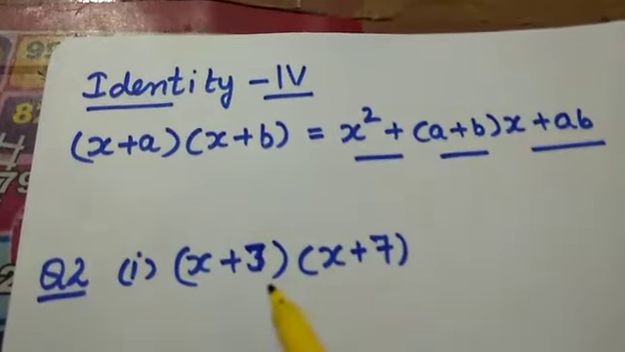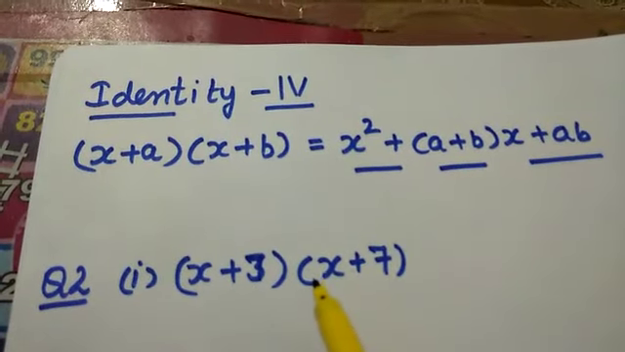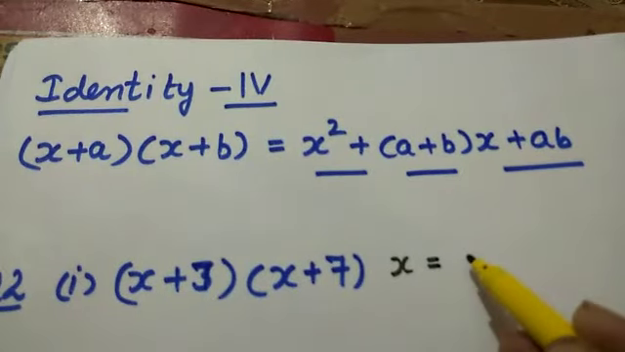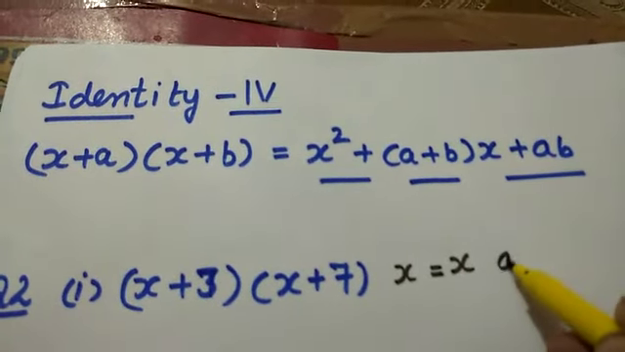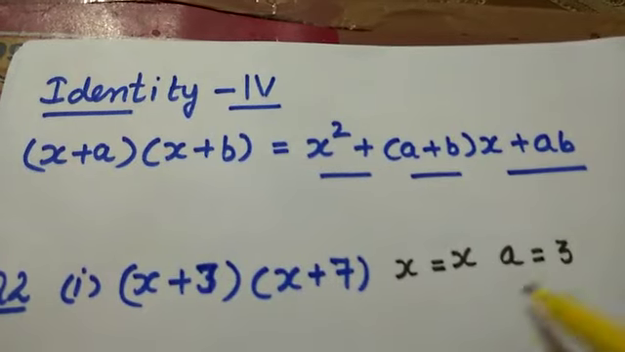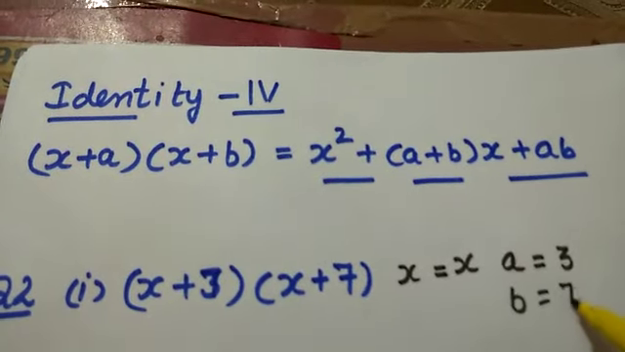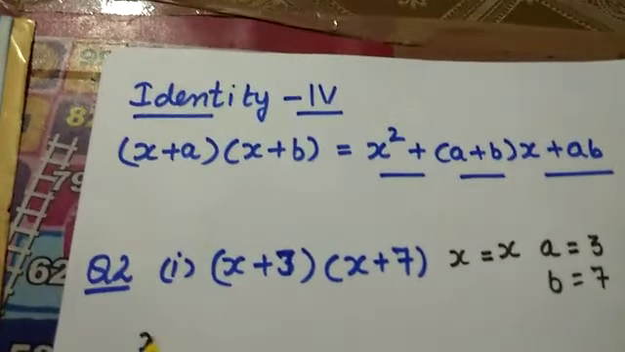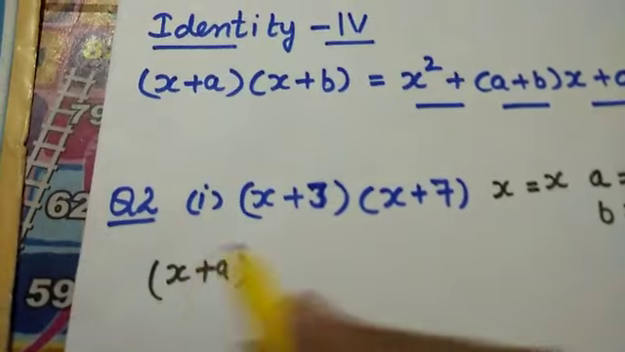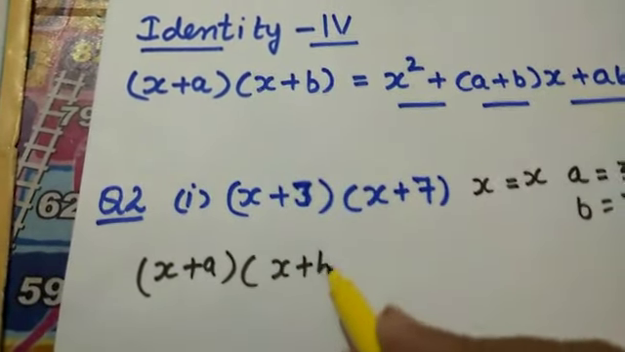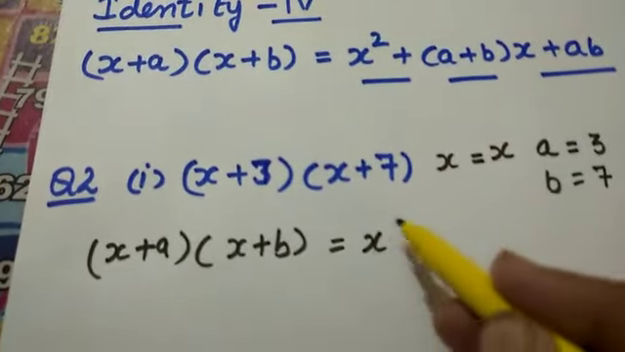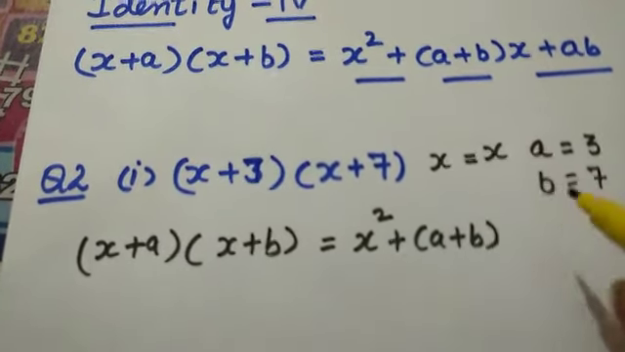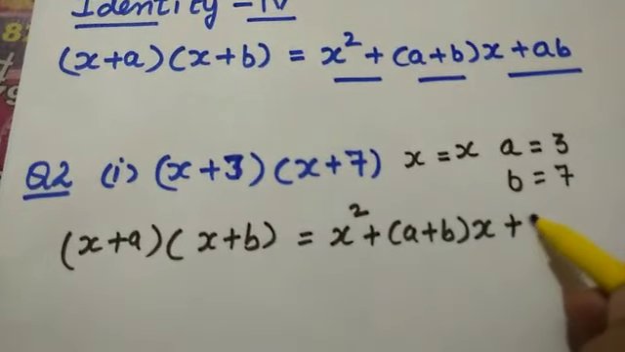The first part of this question is (x + 3)(x + 7). Here the value of x is x only, value of a is 3, and value of b is 7. Now we'll use this identity, (x + a)(x + b) equals x² + (a + b)x + ab.